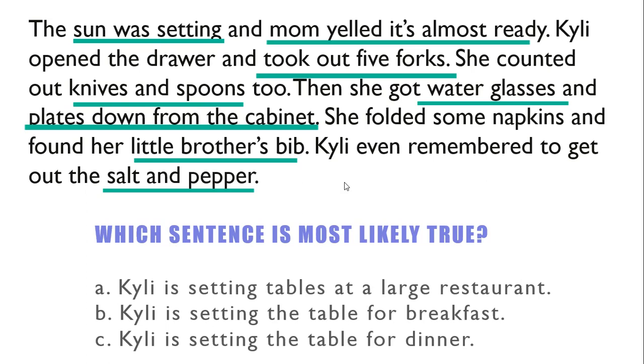Hmm. Can you answer the question? Which sentence is most likely true? A. Kylie is setting tables at a large restaurant. B. Kylie is setting the table for breakfast. Or C. Kylie is setting the table for dinner. If you chose C, you are correct. Congratulations, you did a fantastic job.